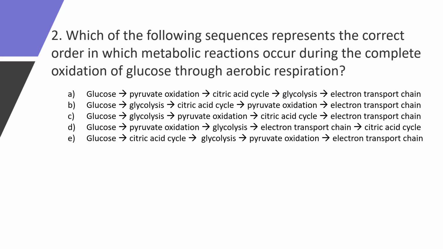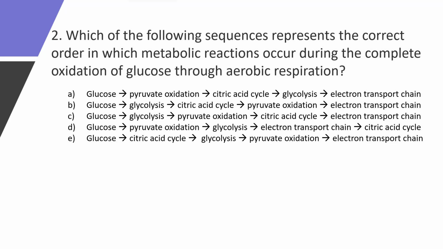Here's question 2. Which of the following sequences represents the correct order in which metabolic reactions occur during the complete oxidation of glucose through aerobic respiration, aka cellular respiration? Okay, so pause the video here because I'm not going to read all the responses. So pause the video, take a minute to read all the responses, think about what you think the answer is, and then return.